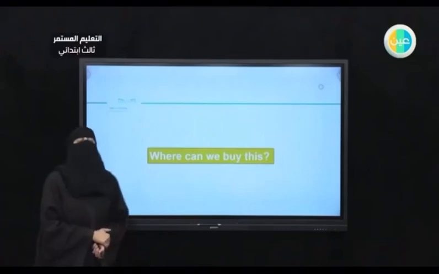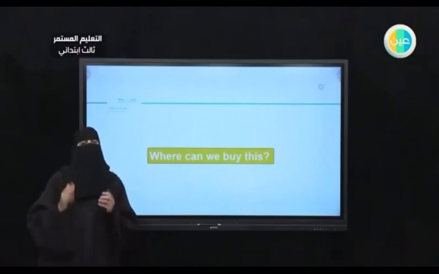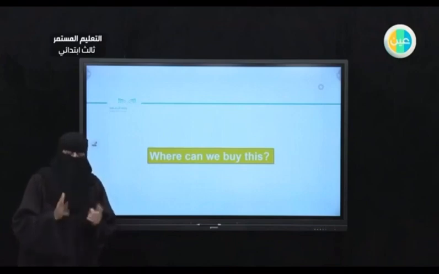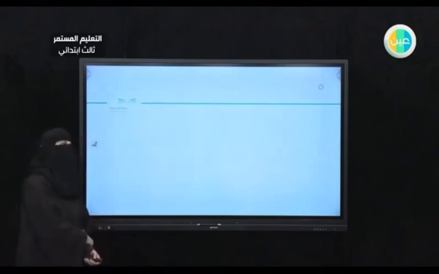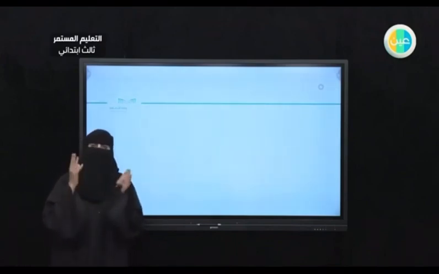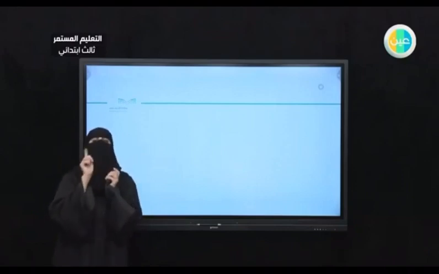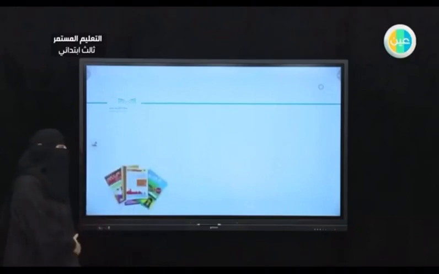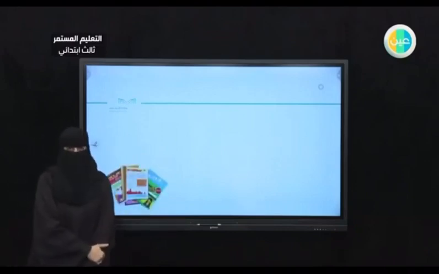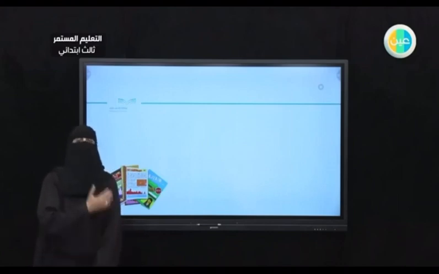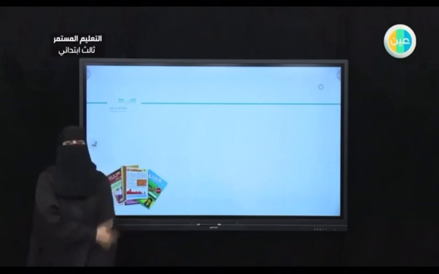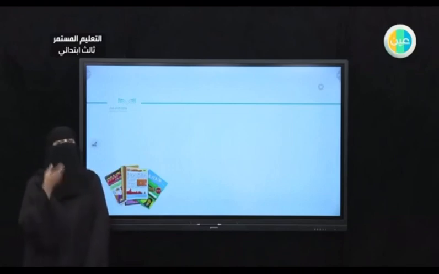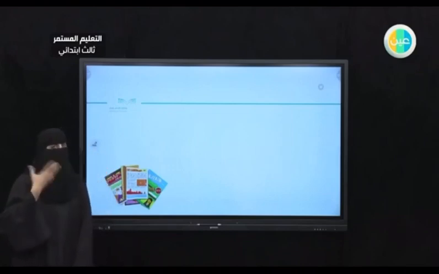Where can we buy this? Where can we get these items, my dear student? For example, I will show you a picture of different items and tell me, can we buy all these items at one place? For example, here I have some magazines or some books. Let's say kids' stories. Where can we get this? Where can we buy these, my dear student? Think. I need you to think.